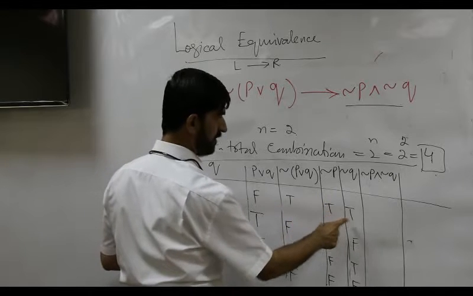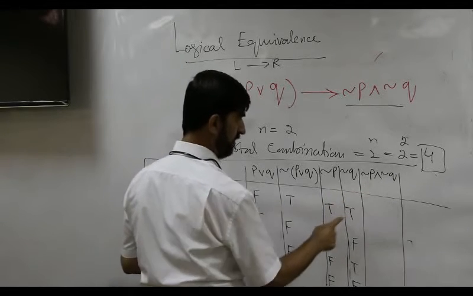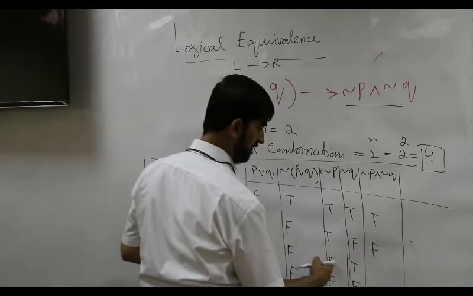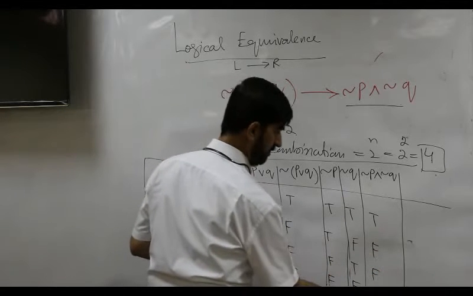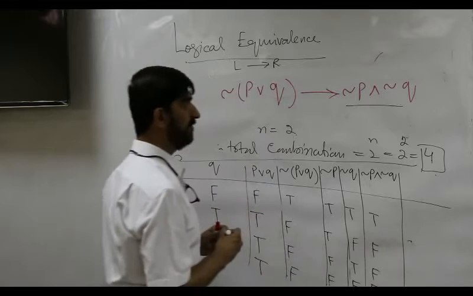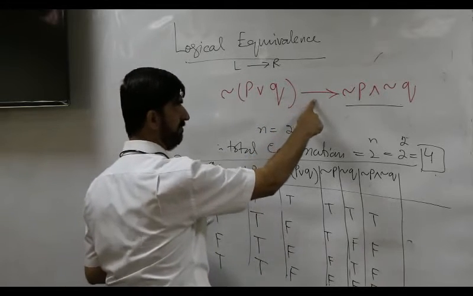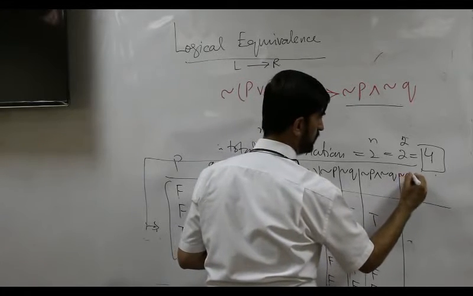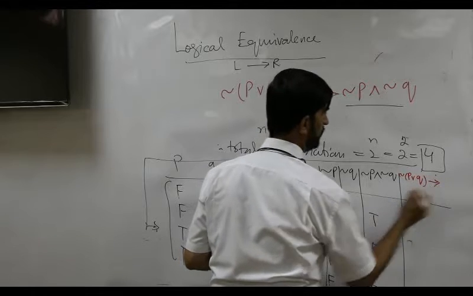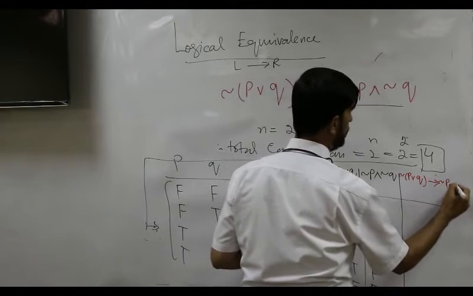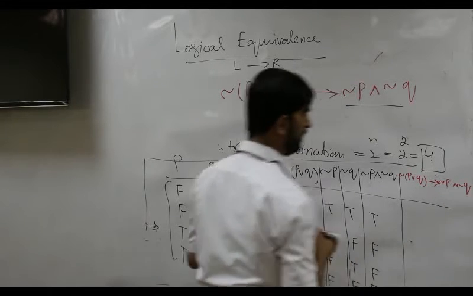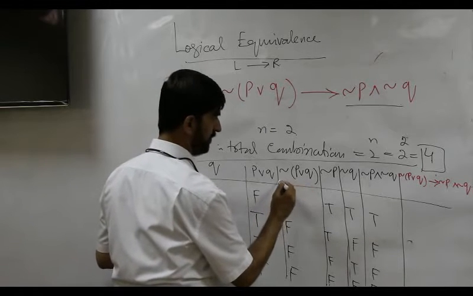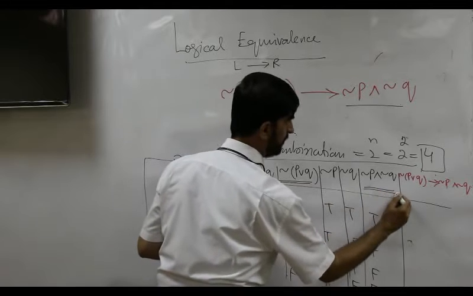Not P and not Q. What are the rules for conjunction? True and true, true. True and false, false. False and true, false. False and false, false. And at the end we will solve the implication. Not (P or Q) implies not P and not Q. So we will be using these 2 columns for implication.